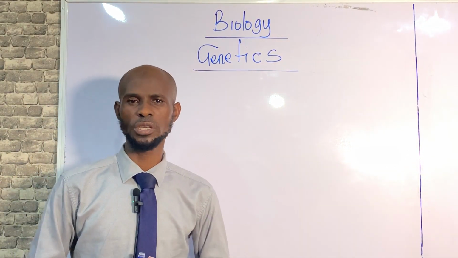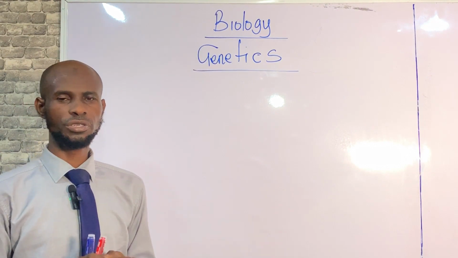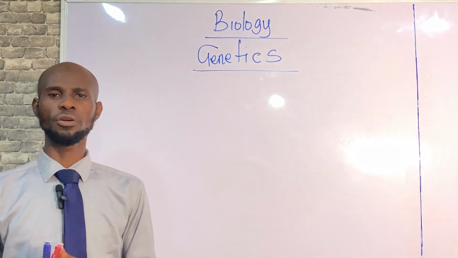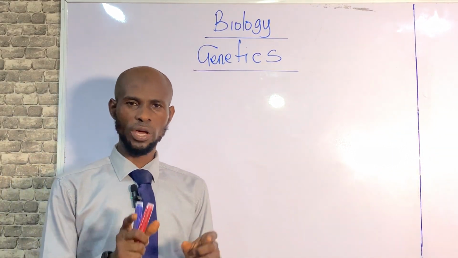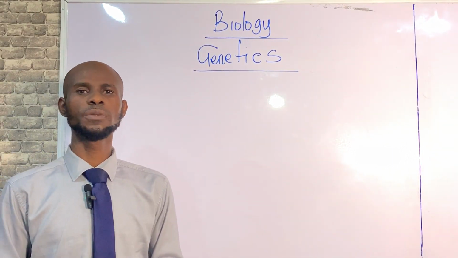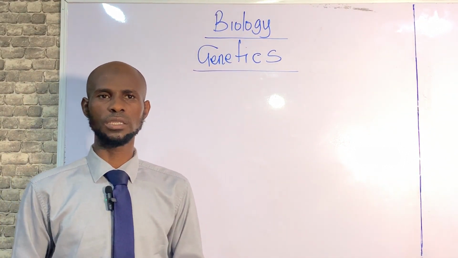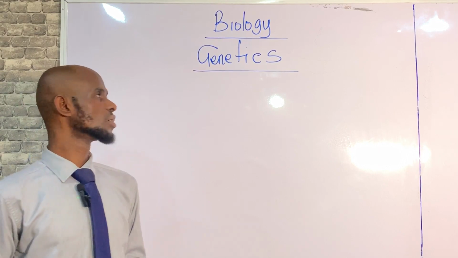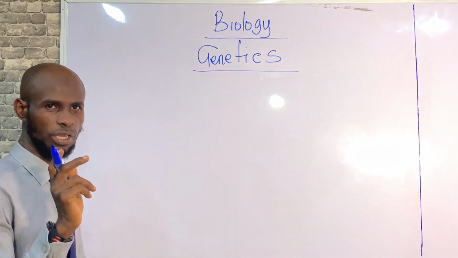And today we're going to be talking about the contribution of Gregor Mendel and Thomas Morgan. We are going to talk about the reason for choosing the pea plant and the fruit flies by both scientists. So let's revise what we learned in the last class.